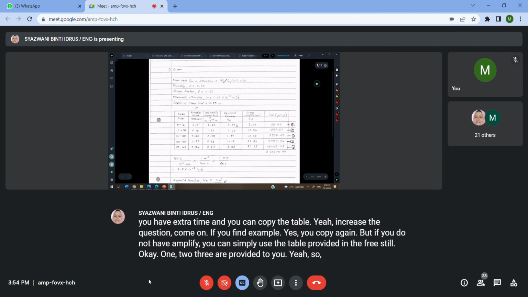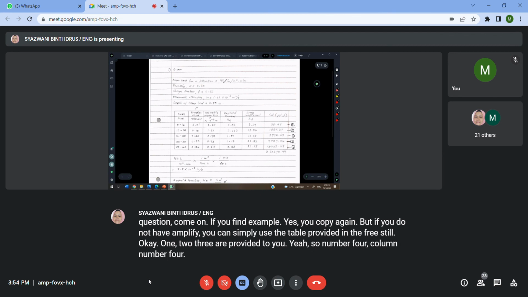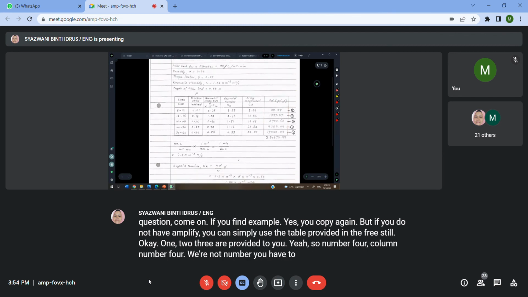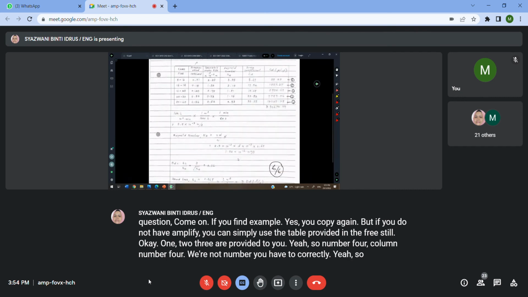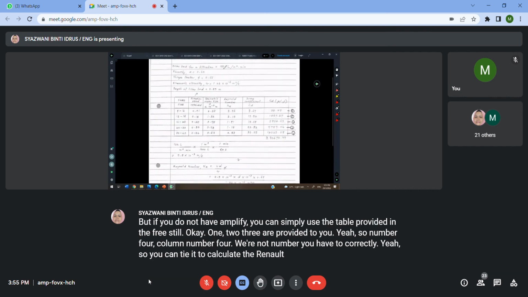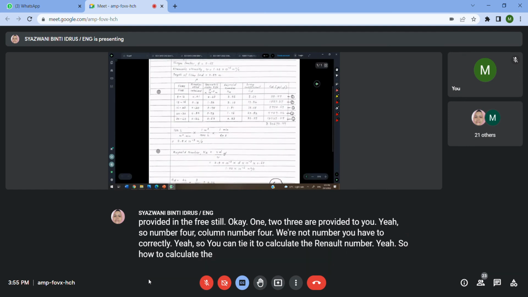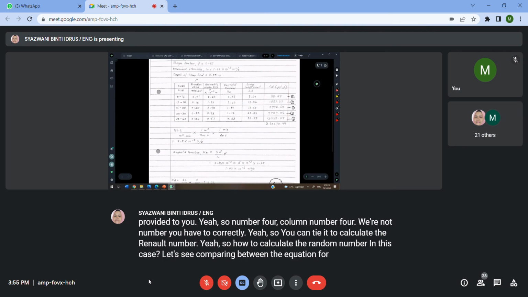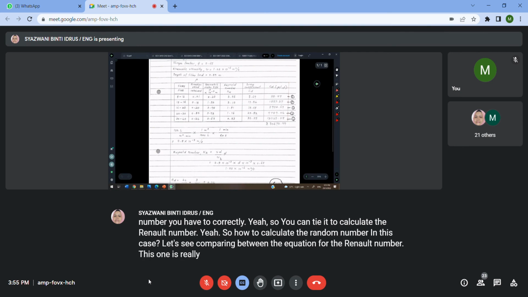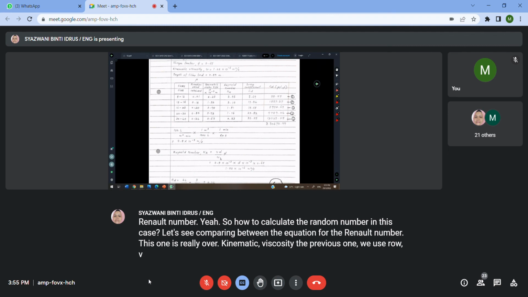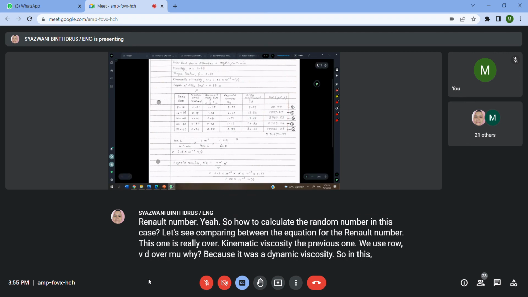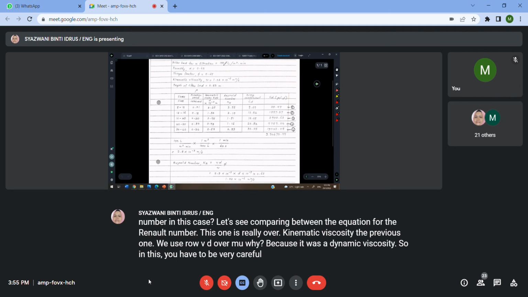Column number 4, the Reynolds number, you have to calculate. So how to calculate the Reynolds number? Comparing the equation for the Reynolds number, this one is VD over kinematic viscosity. In the previous one, we used rho VD over mu, because it was a dynamic viscosity. So you have to be very careful, depending on which type of viscosity is provided to you.